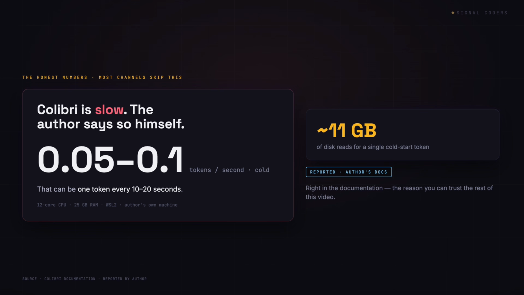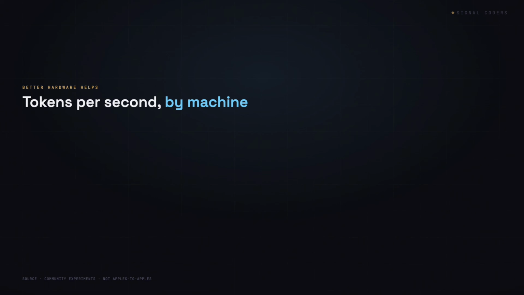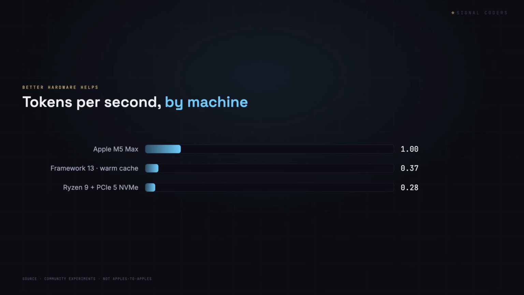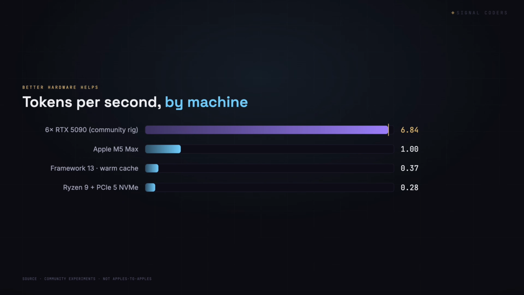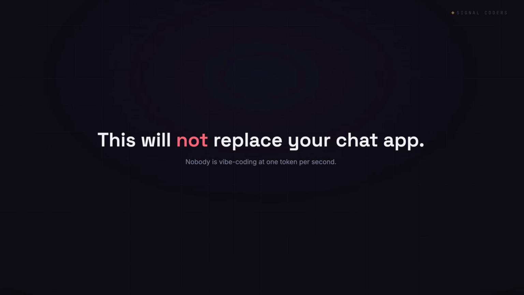Better hardware helps a lot. An Apple M5 Max reaches about 1 token per second. A Ryzen 9 with a PCIe 5 NVMe drive lands around 0.28. A Framework 13 laptop with a warmed-up cache about 0.37. And in one community experiment with 6 RTX 5090s, the same engine hit 6.84 tokens per second. Still modest, but on hardware costing less than a single H100. So no, this will not replace your chat app. Nobody is vibe coding at 1 token per second.